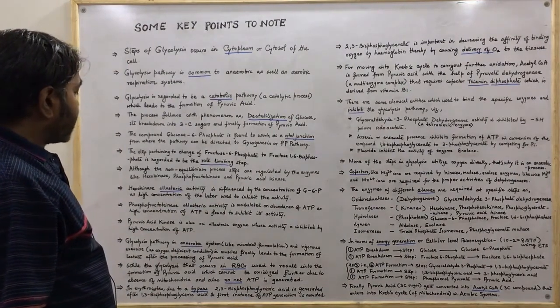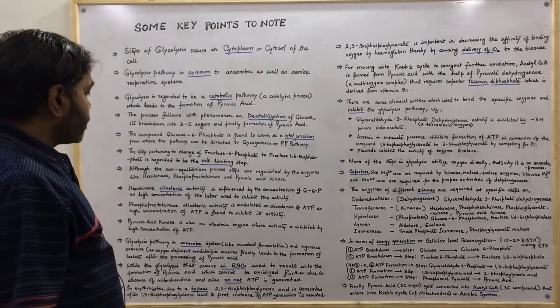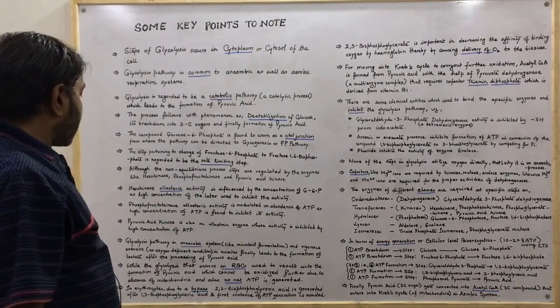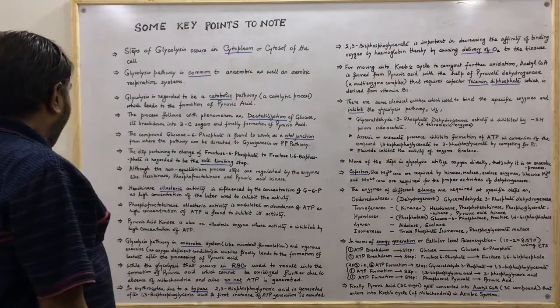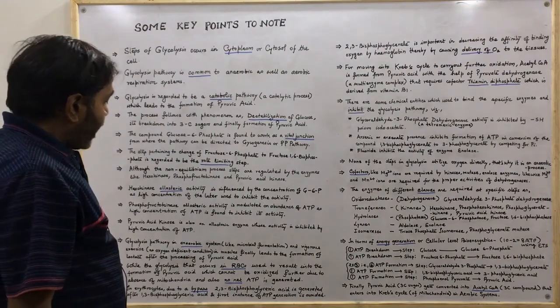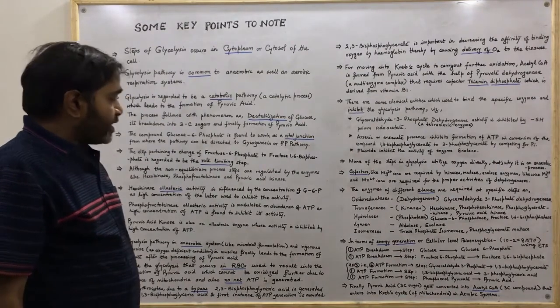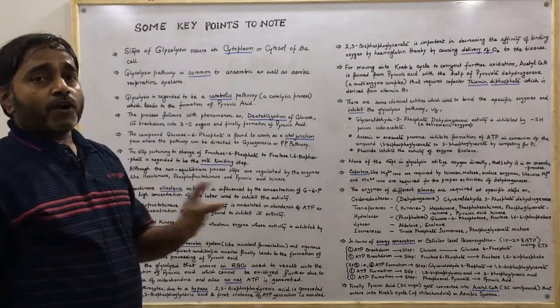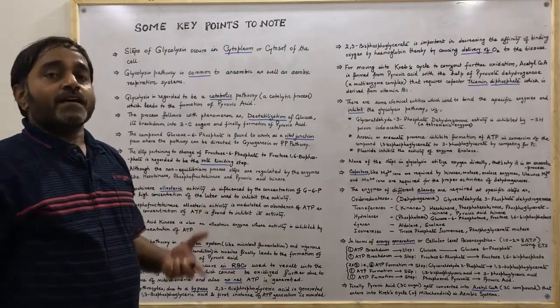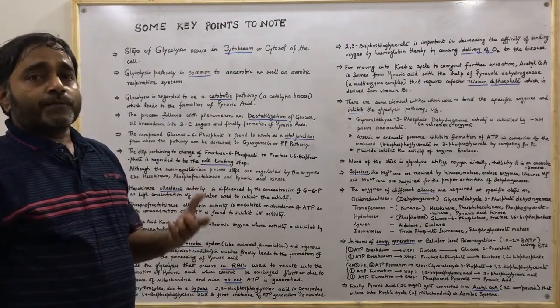While the glycolysis that occurs in RBCs results in the formation of pyruvic acid, which cannot be oxidized further due to absence of mitochondria, and also no net ATP is generated. Why have I written like that? Because mitochondria are not present in RBCs, that is erythrocytes or red blood corpuscles.